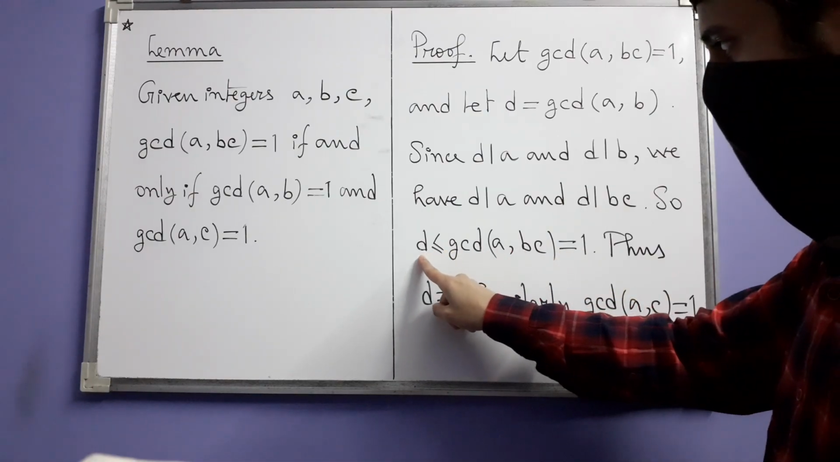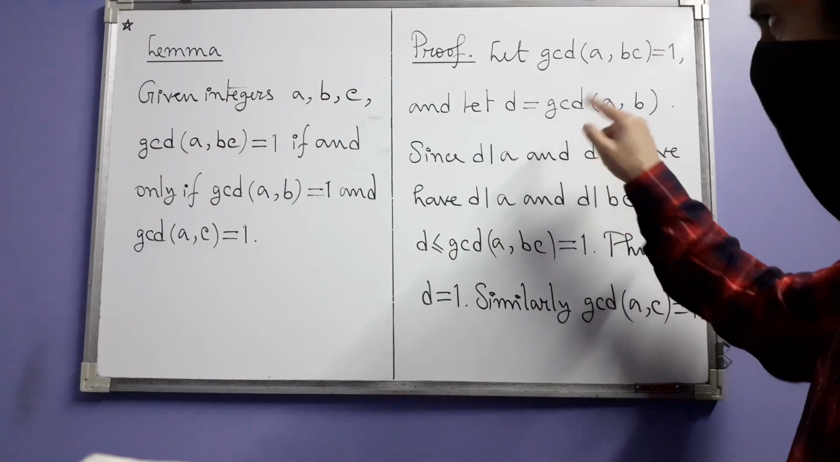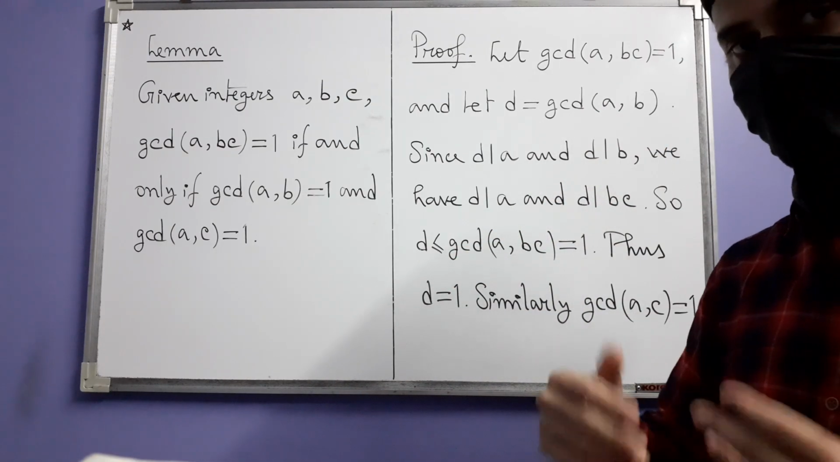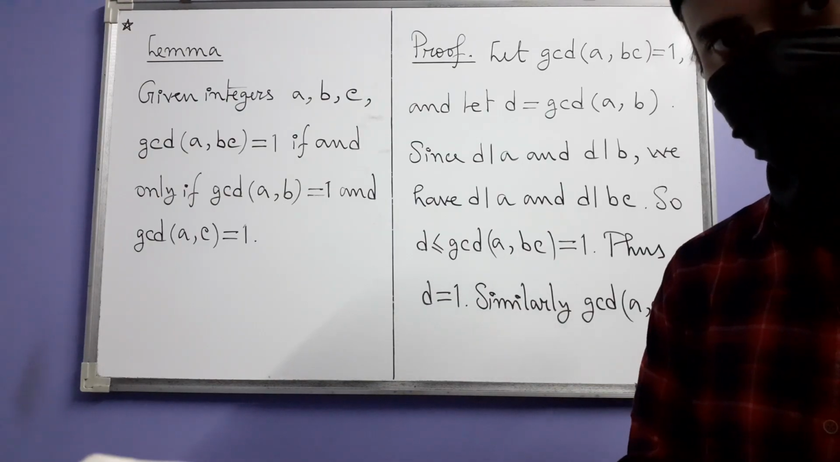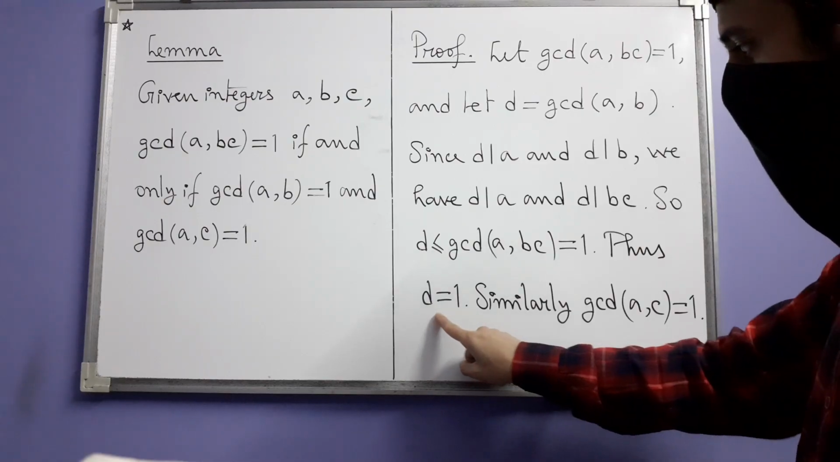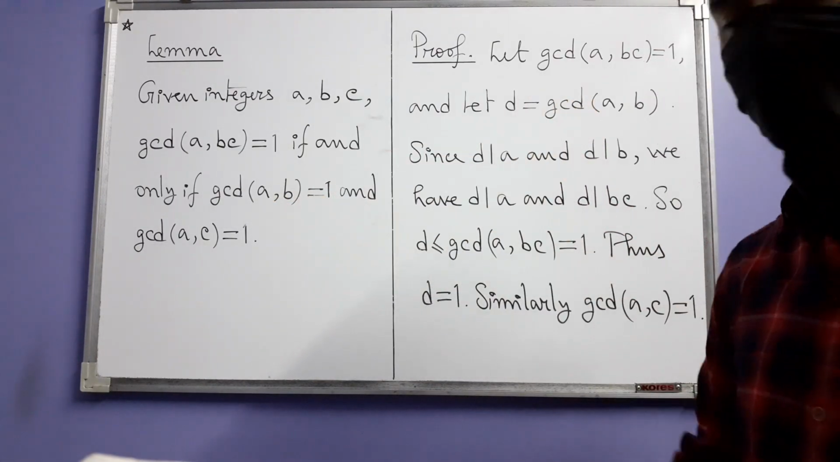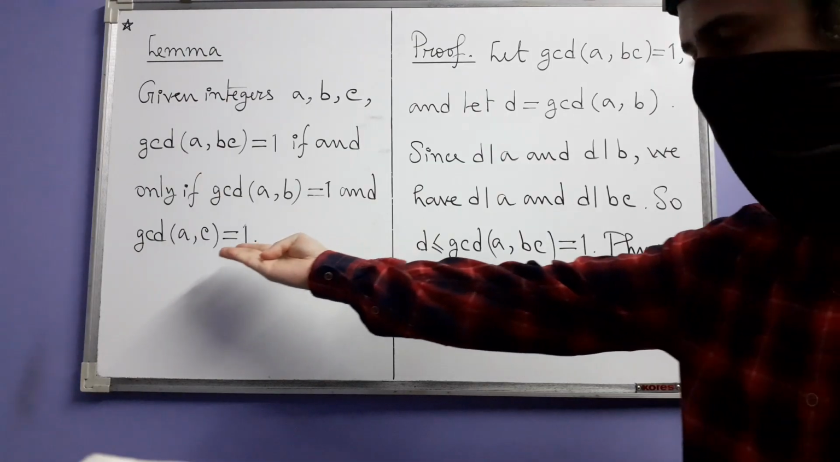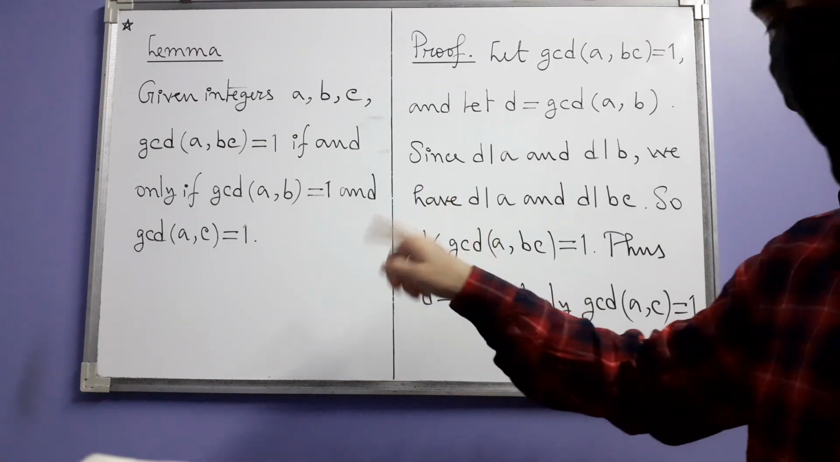So we are getting the fact that D is less than or equal to 1, but D itself being a GCD is by definition positive, so D is also greater than or equal to 1, and that's how D is equal to 1. So that means we have shown that this GCD is 1. Similarly, this other one is also 1, so that is half of the proof. Now we will prove the converse.